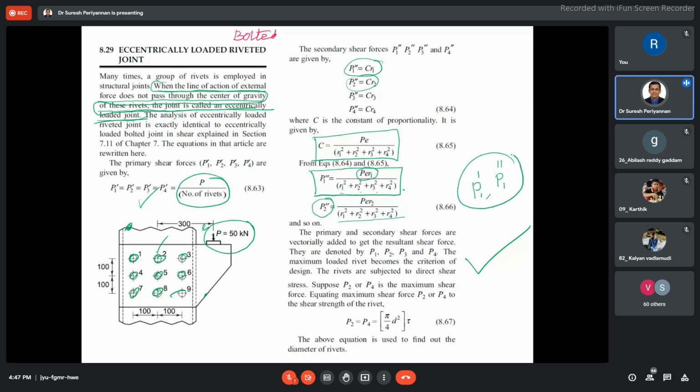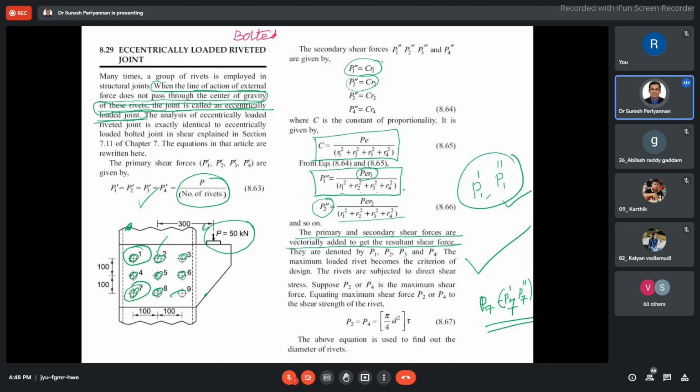Now we know the primary shearing force P1 dash and P2 dash at rivet 1. Then based on the vectorial calculation we discussed, the same thing applies here. The primary and secondary forces are vectorially added to get the resultant shear force at P1, for example with P1 prime and P1 double prime, or suppose P7 prime and P7 double prime. Based on that, we find the shear force.